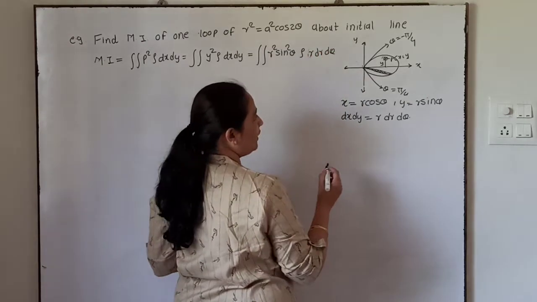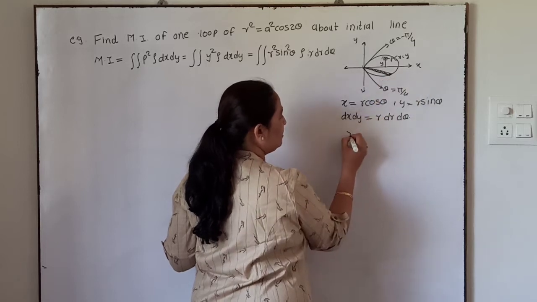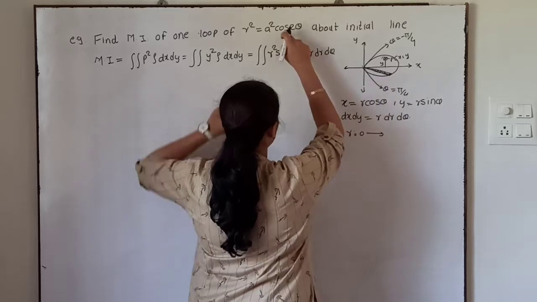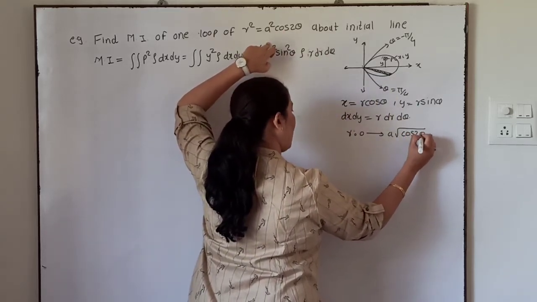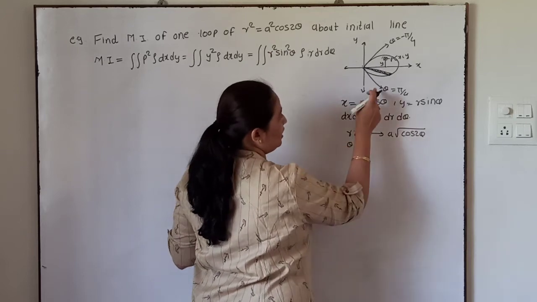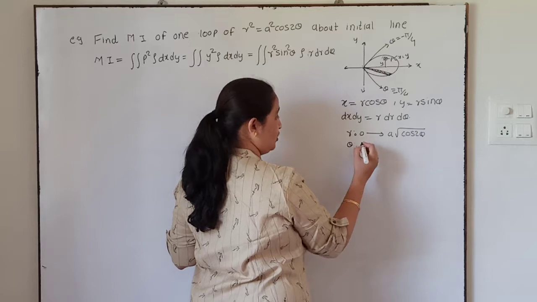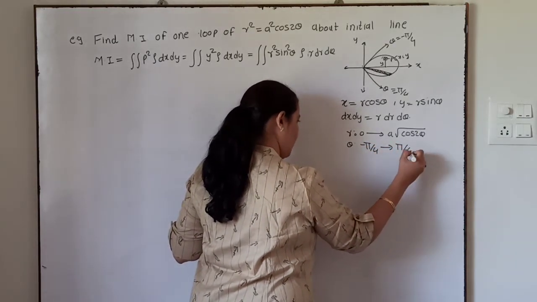Now if I want to find limits for r, we will consider the radial vector. We will get the limits for r varies from 0 to this curve, that is a under root of cos 2 theta. And theta will vary from either minus pi by 4 to plus pi by 4, or 2 times 0 to pi by 4. First we will write minus pi by 4 to pi by 4.